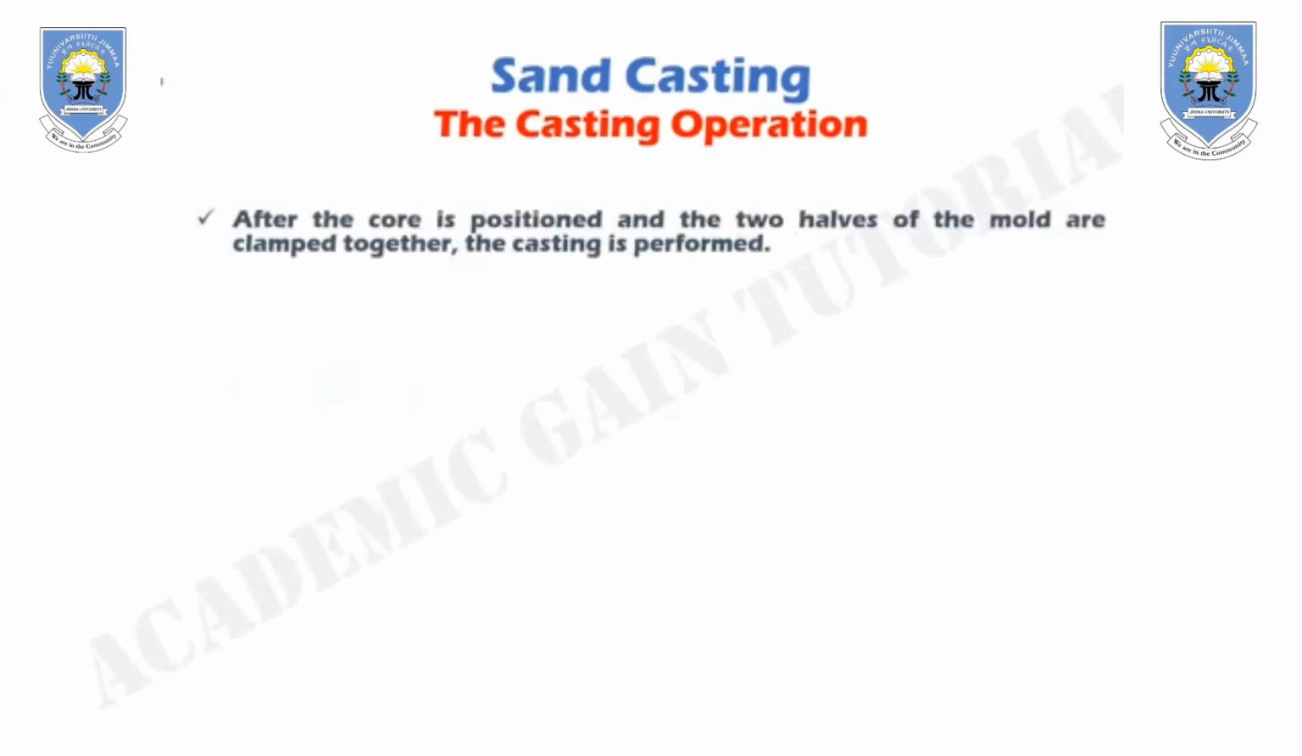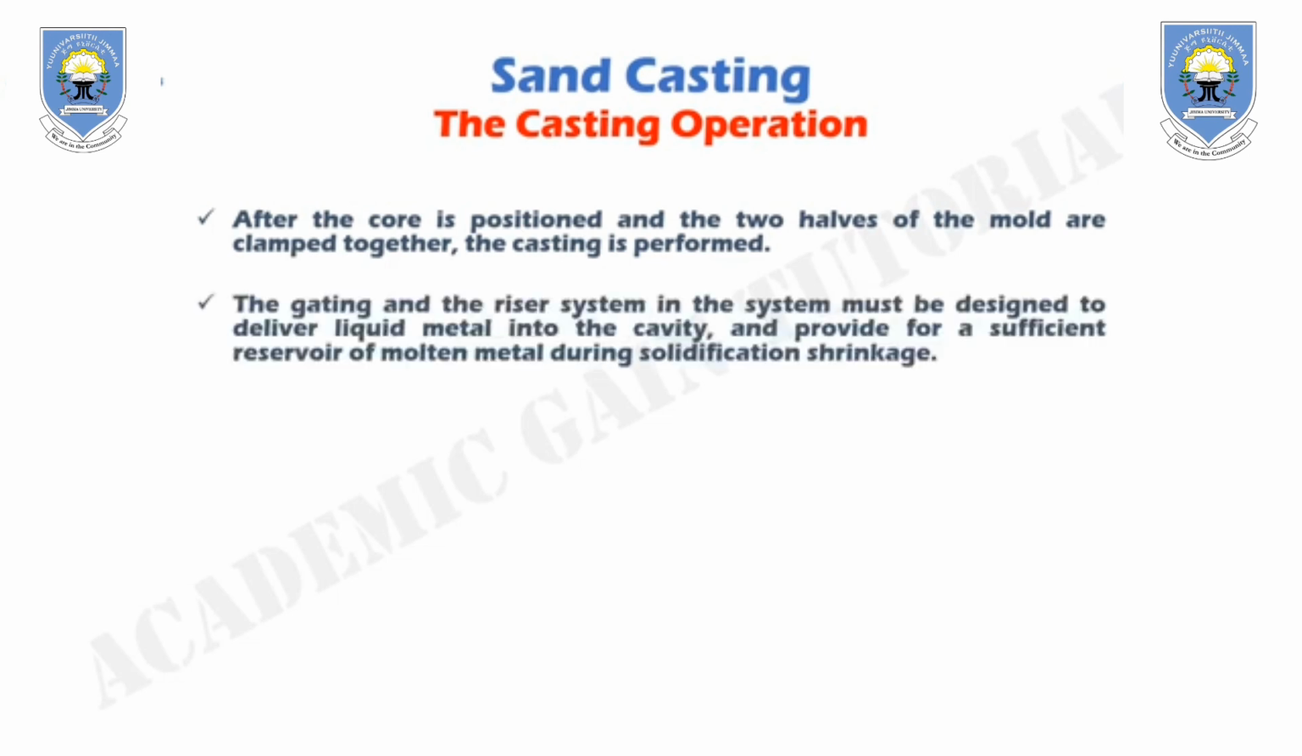After the core is positioned and the two halves of the mold are clamped together, the casting is performed. The gating and the riser system must be designed to deliver liquid metal into the cavity and provide for a sufficient reservoir of molten metal during solidification shrinkage. Air and gases must be allowed to escape.